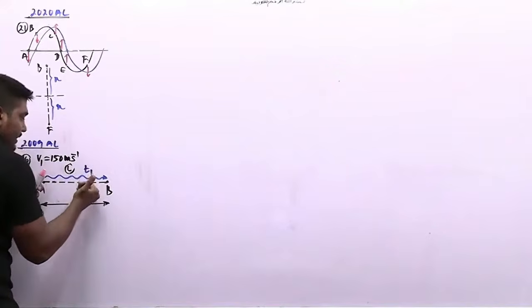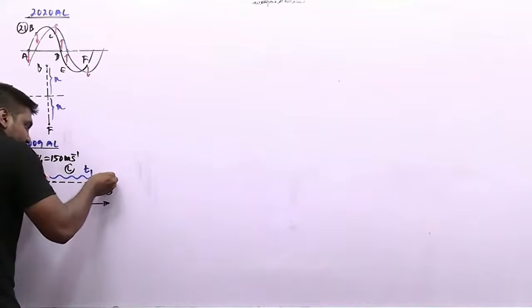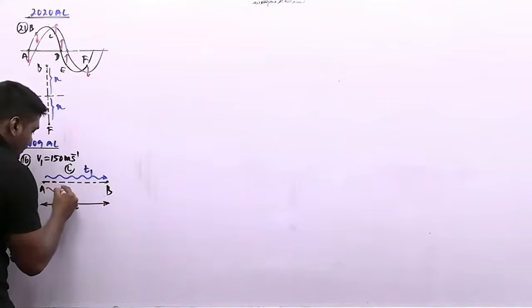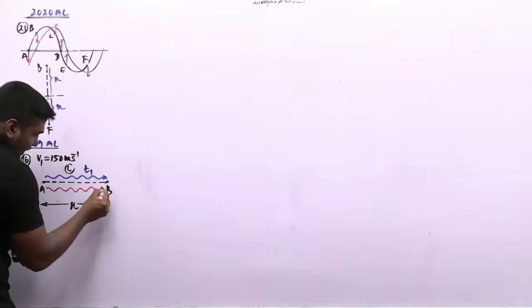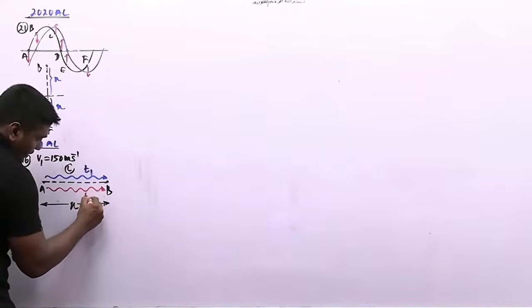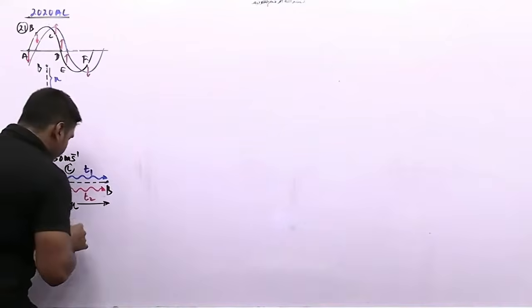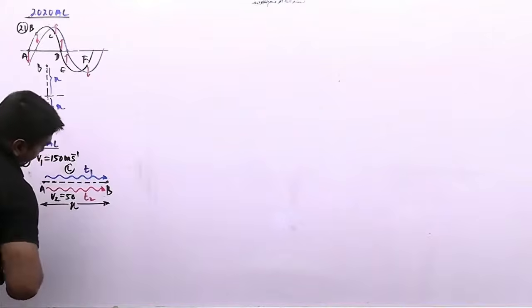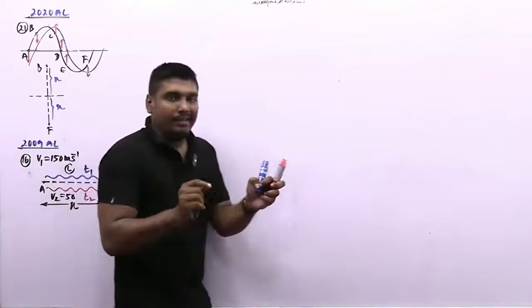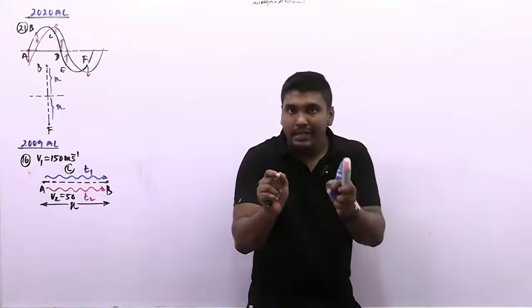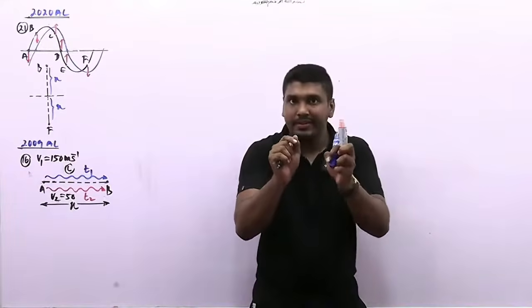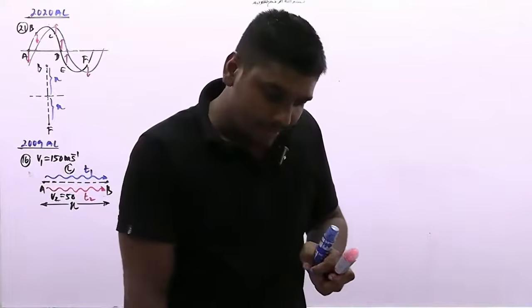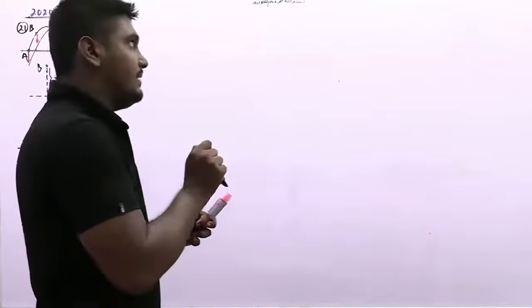That means there is a delay between the arrival of the longitudinal wave and the transverse wave. That gap is given. I draw the transverse wave in red color. Let's say the time taken by the transverse wave is t2. What is the speed of the transverse wave? That is v2, 50 m s^-1. The delay of the transverse wave reaching the scorpion at point B is given as Δt, which is 4 × 10^-3 seconds.